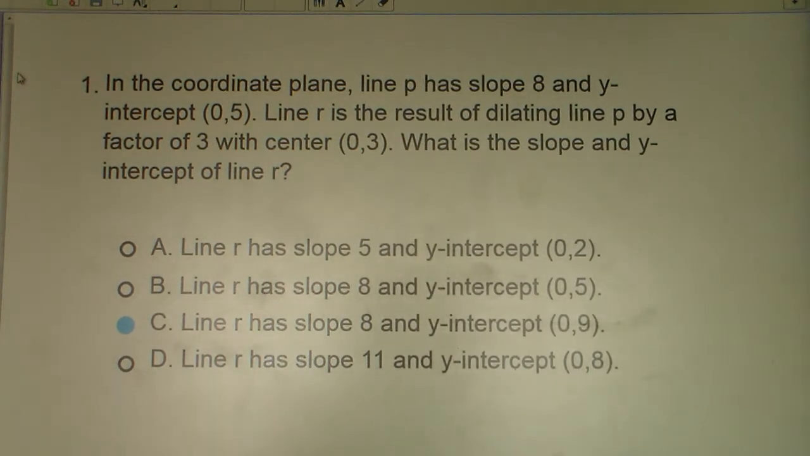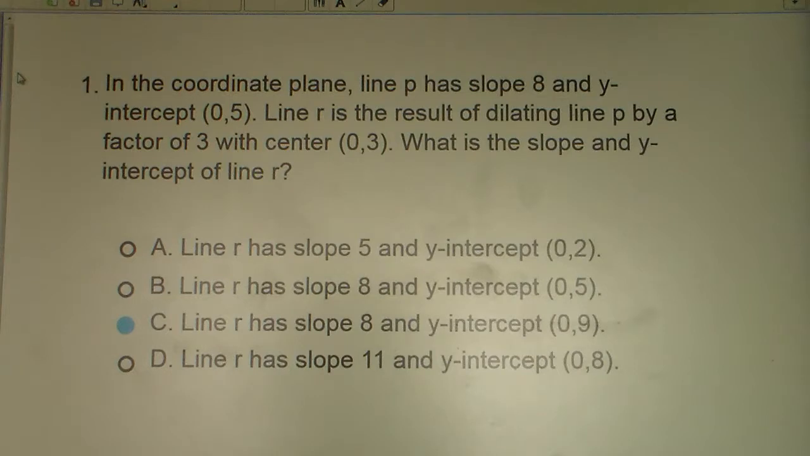In the coordinate plane, line P has slope 8 and y-intercept of (0, 5). Line R is the result of dilating line P by a factor of 3 with center (0, 3). What is the slope and y-intercept of line R?